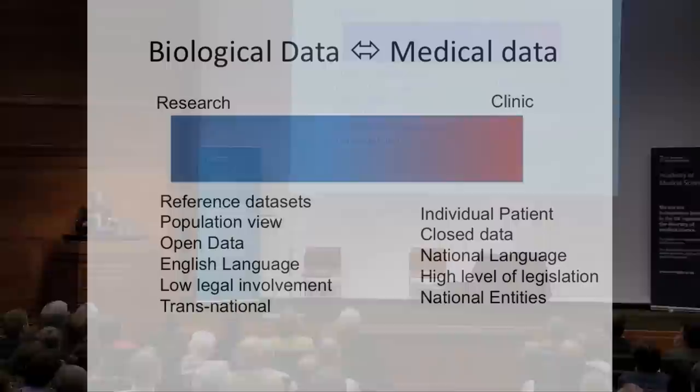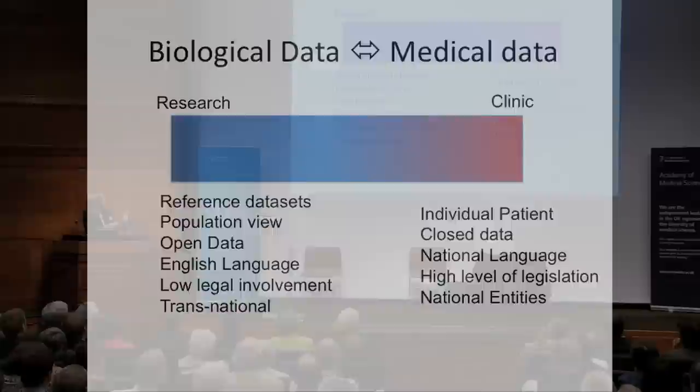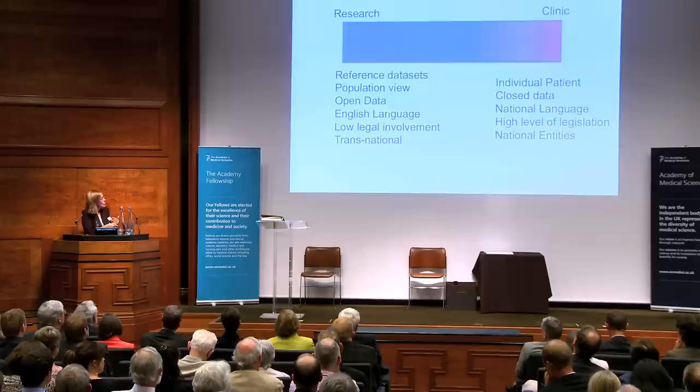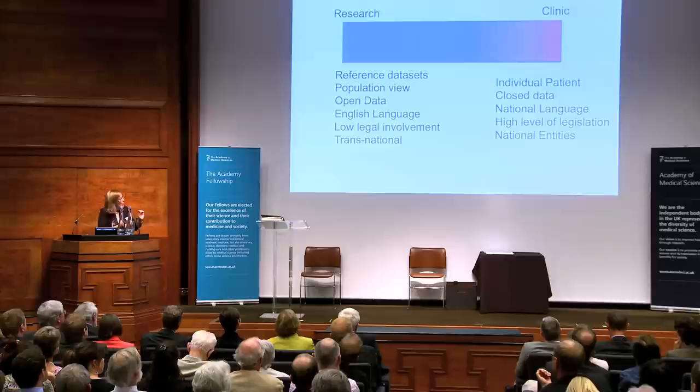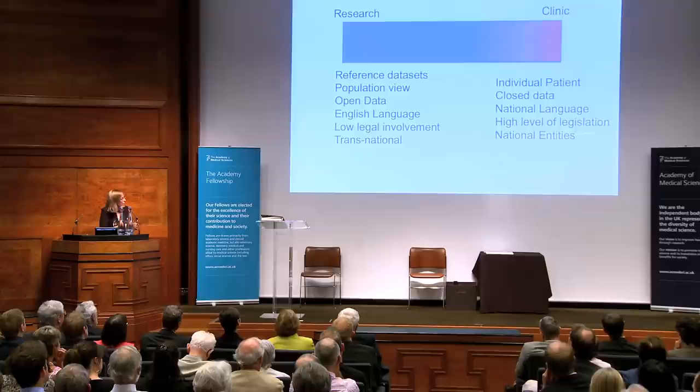What we know, if we're going to try and look at that, is that there are very big differences between research data and clinical data. Research data, usually it's a reference data set, it's population level, it's open, anyone, anywhere can access it. It's all in the English language, low legal involvement, transnational. If we look in the clinic, the data belong to an individual patient. They're closed. If we look in Germany, it's all in the German language. So phenotype data is all in German. So this is complicated. There's a very high level of legislation, and obviously the national governments are involved in this.